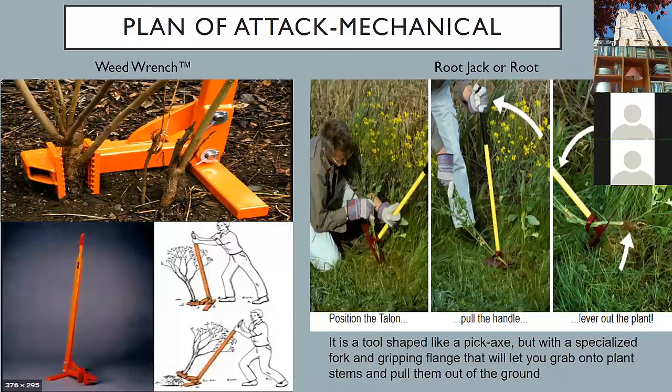So on the left is an example of a weed wrench. I've used that tool to remove rose of Sharon, and I actually really like that tool. It helps out a lot to get the roots out. And on the right is a root jack, and it's a tool shaped like a pickaxe, and it grips onto the plant stems and pulls them out of the ground.